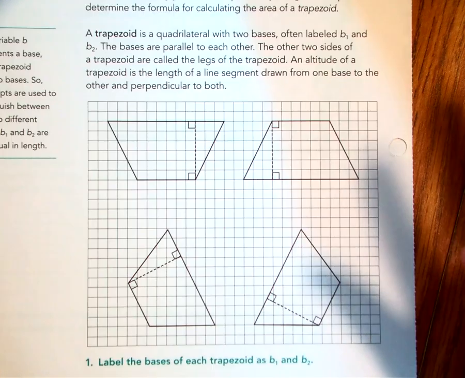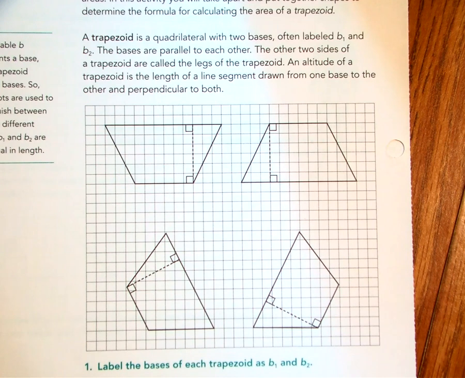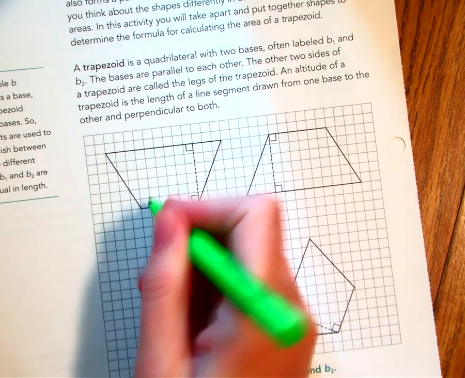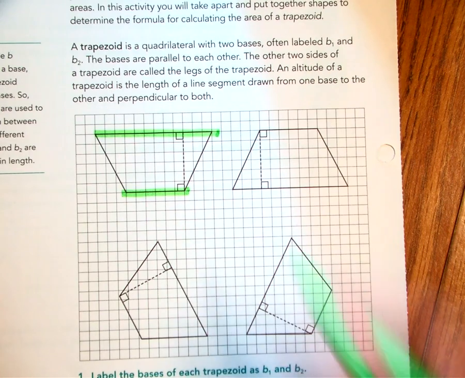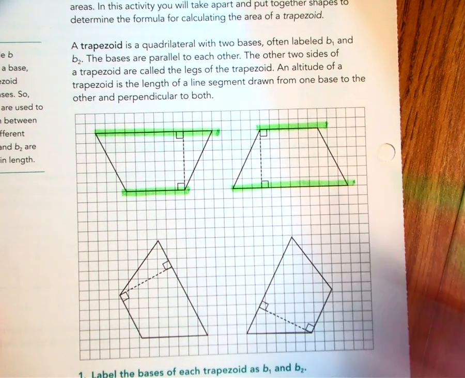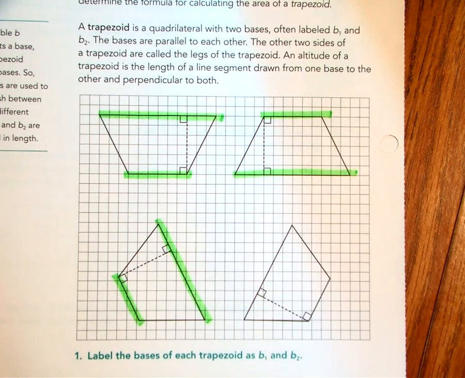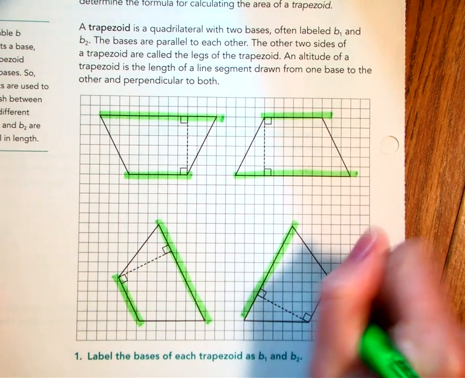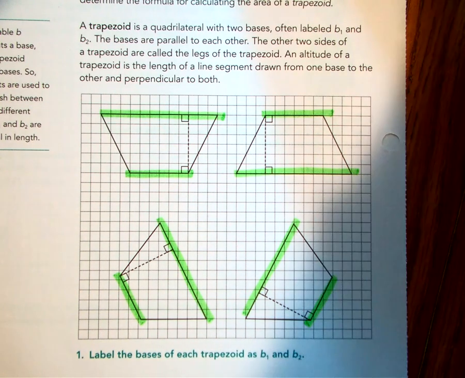In number 1, they want us to identify the bases and the height. Actually, it says just the bases, but just so you know, this is a base, this is a base. They're parallel. They're never going to touch. This is a base, this is a base. On this one, it's this one and this one, and on this one it's this one and this one. It doesn't really matter who is base 1 and who is base 2, and I didn't even pull out the answer key to see if they had an idea about that.